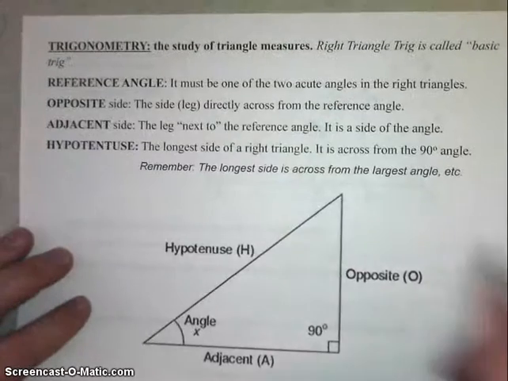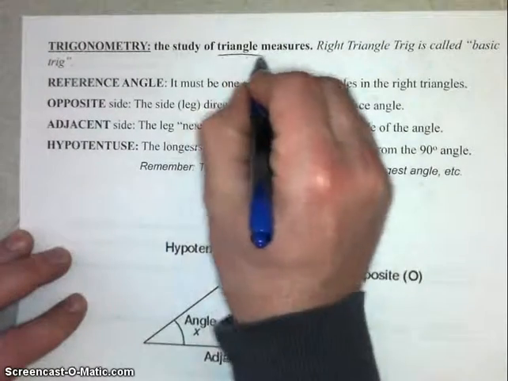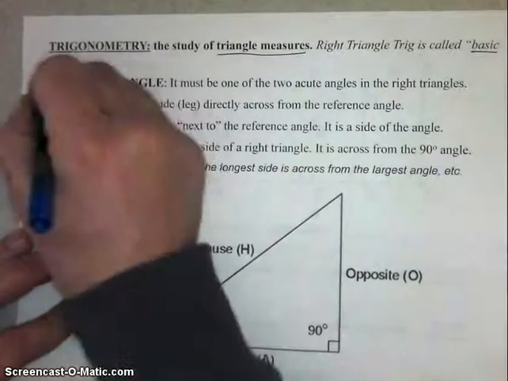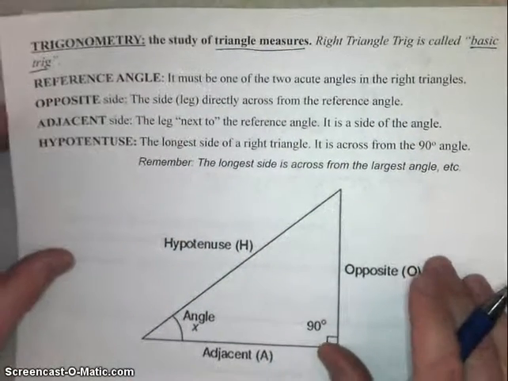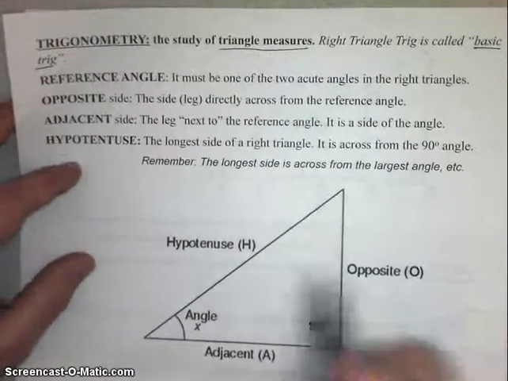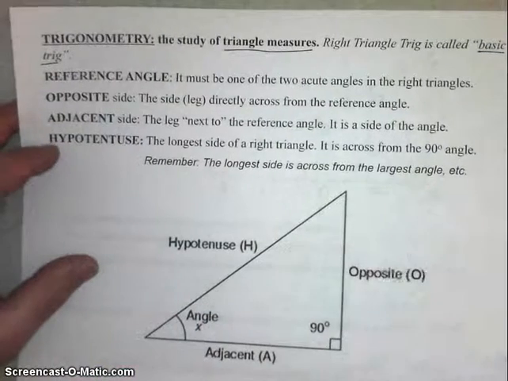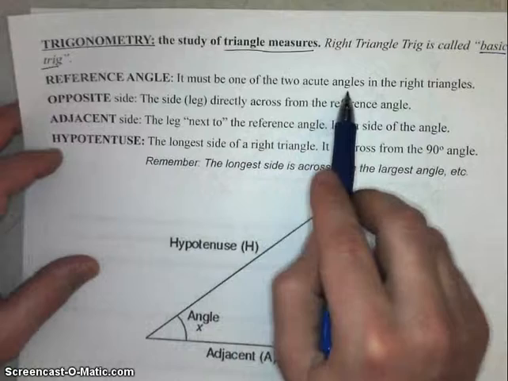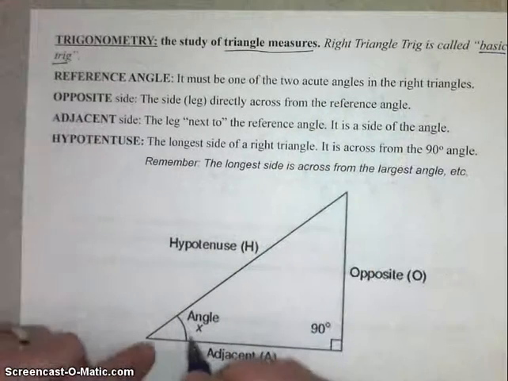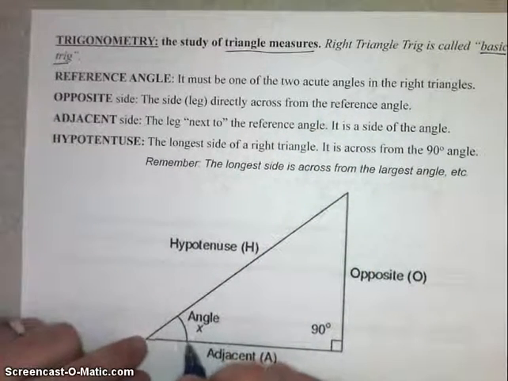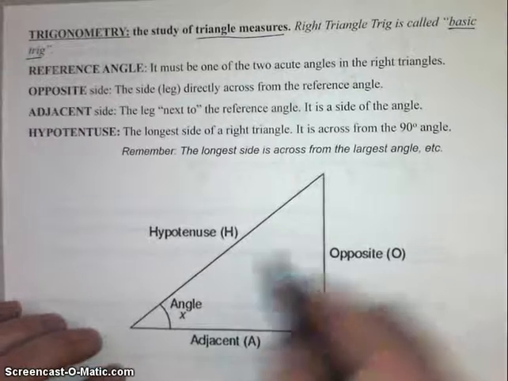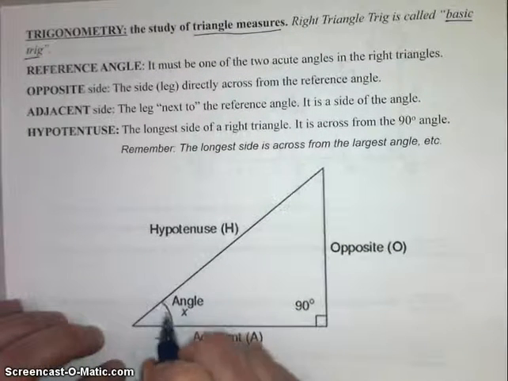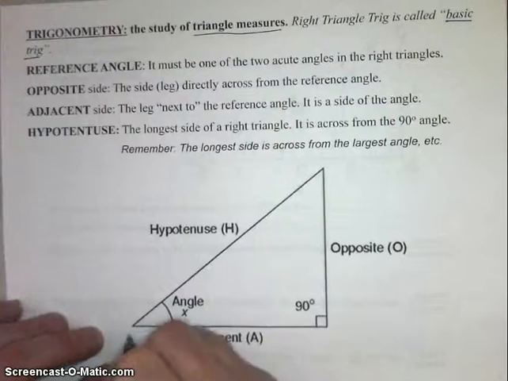So here's what trigonometry is. It's a study of triangle measures. In a right triangle, trigonometry is called basic trig, and we will abbreviate that as trig. It just shortens it a lot. In all of these ratios we talk about, we're going to have a reference angle. It has to be one of the two acute angles in the right triangle, and so this would be our reference angle that we've marked in this picture. I could have just as easily marked this one instead, but we're going to call it angle X. We're going to use this angle measure as our reference angle.